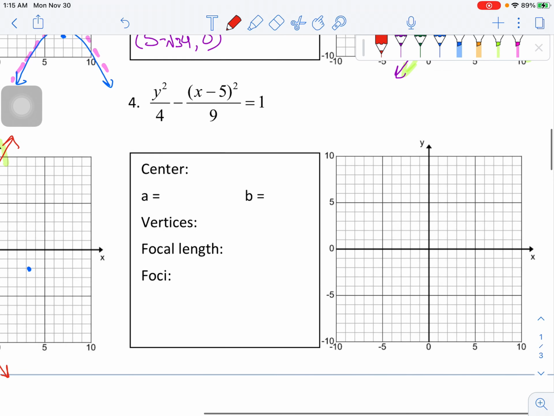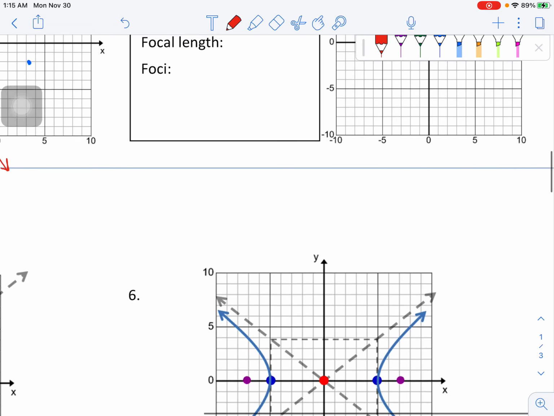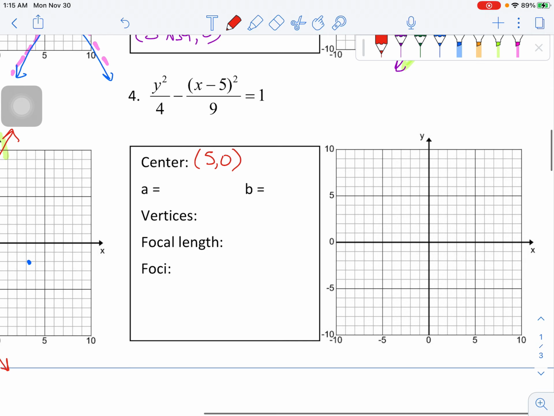So problem number 4, we've got to graph another one here. We've got y squared first this time, so we're going to open up and down. Let's get our center here. So we've got 5, 0. We've got a squared, we've got b squared. So a is 2, b is 3.